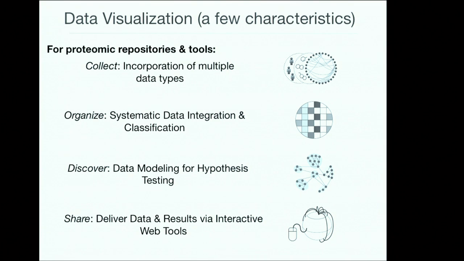But before we go into that, I'd like to talk a bit about what we think is important for data visualization. This is just a few characteristics. But for proteomic repositories and tools, it's of course important to incorporate multiple types of data, not only protein data, but as many different types as you can get. And you have to organize it in a systematic manner and classify your data. And this is, of course, not new.